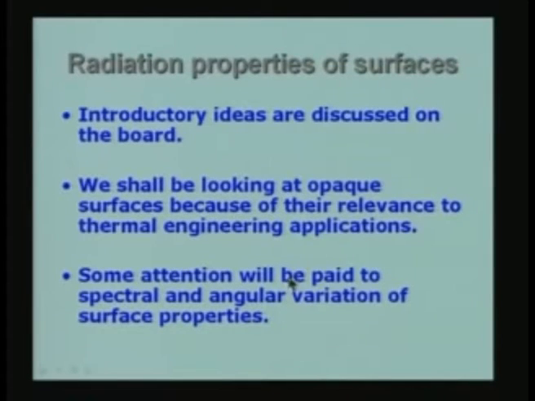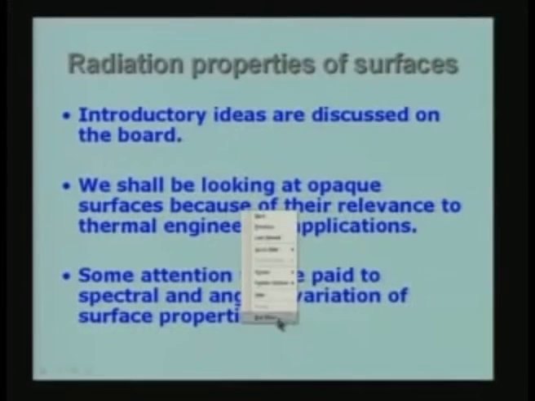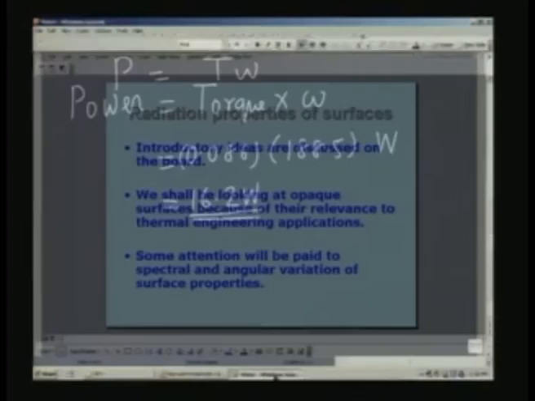We will also pay attention to spectral and angular variation of surface properties. These are very important. When we talk about surface properties, we are talking about radiation being incident on some surface, and then subsequently what happens to that. Let me go back to the board and look at some of these issues. So, what are the important things we look for in surface properties relating to radiation?